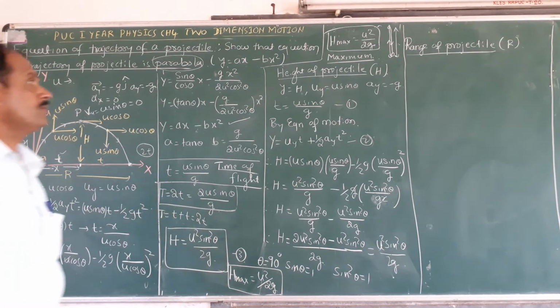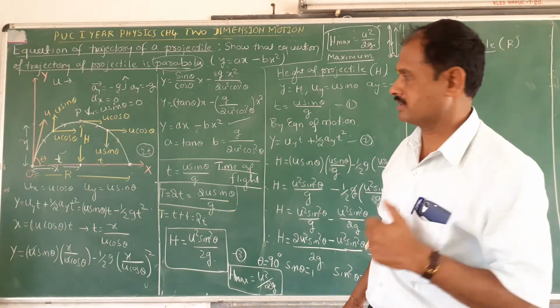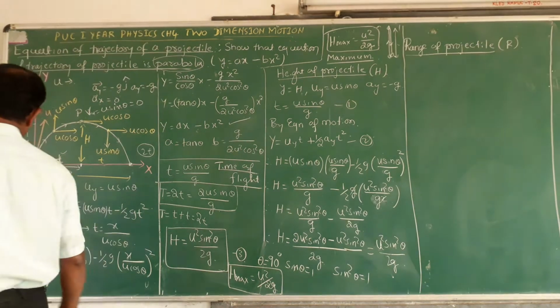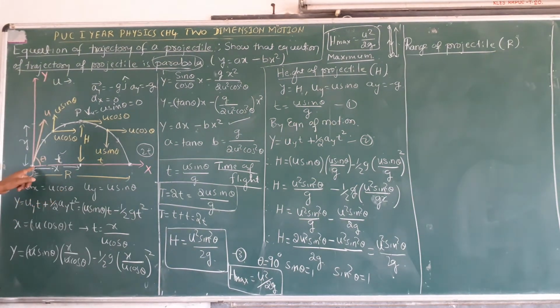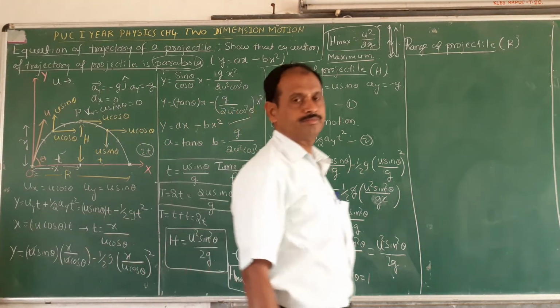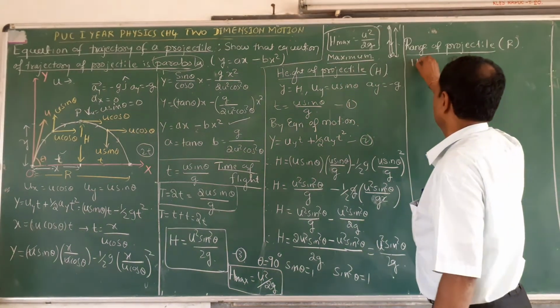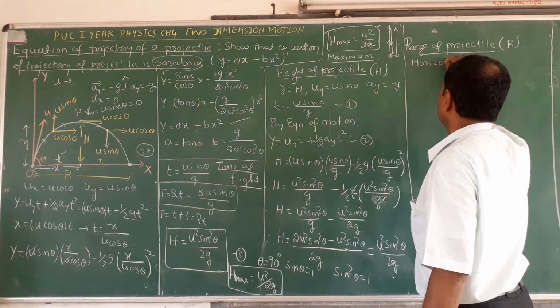Yes, now we come to the point: range of the projectile. What is the range? Range is the maximum horizontal distance covered by the projectile in time equal to the time of flight. Here you take horizontal, therefore it is a horizontal range.